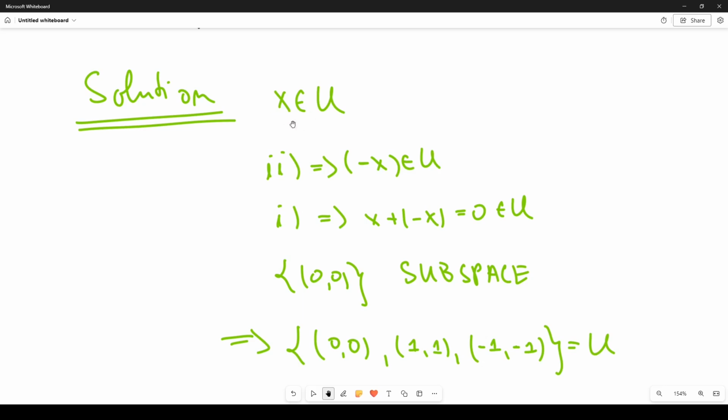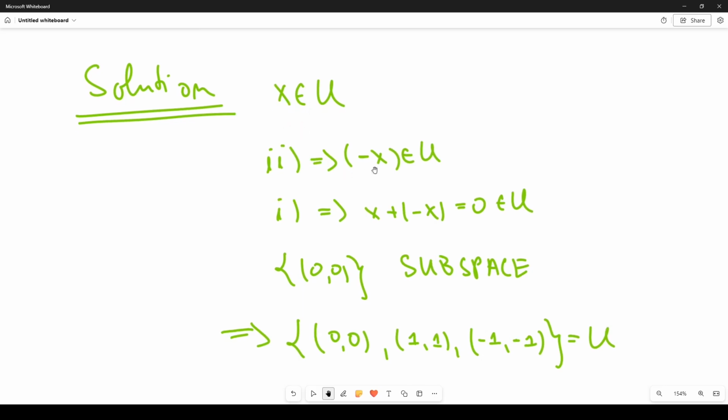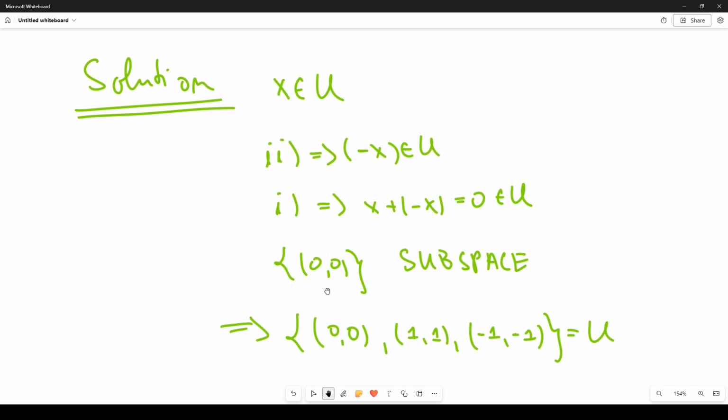So let's take some element x from U, and now since U has to be closed under taking additive inverses, we know that minus x also belongs to U. And now since U is closed under addition, we get that x plus minus x also has to be in U. That means that U needs to have 0 in it. So if I just were to form this set over here with 0 in it, well, this is a subspace. So we have to modify this a bit to get something that is not a subspace.